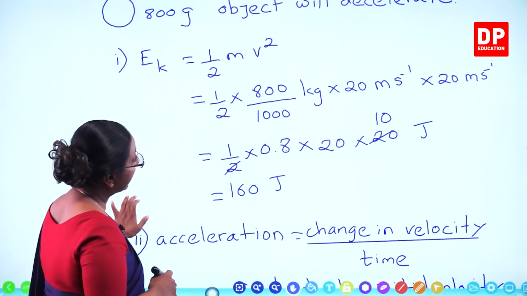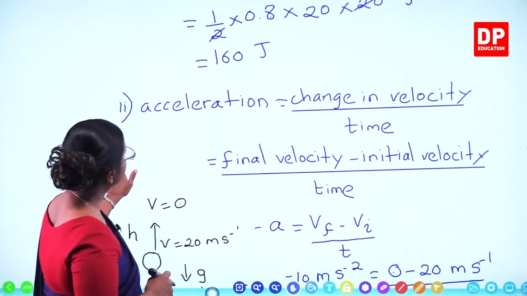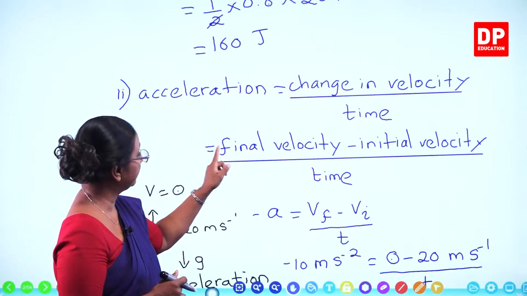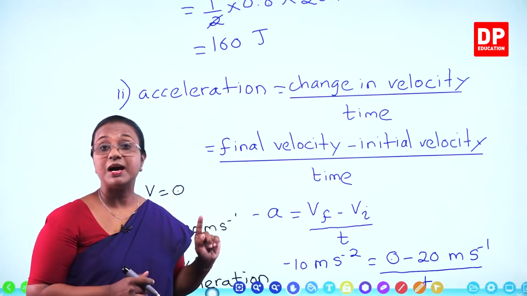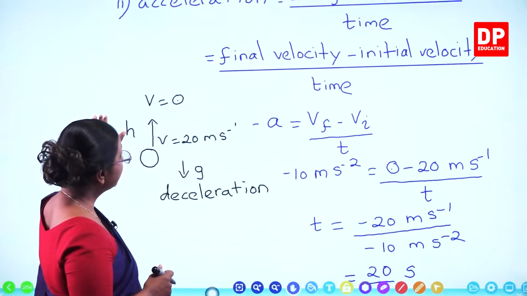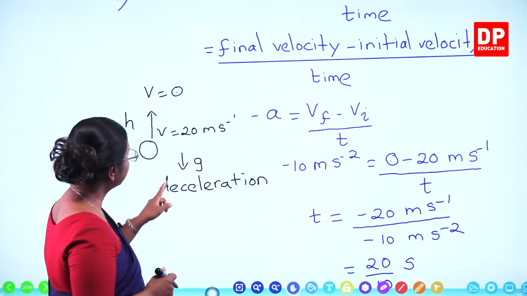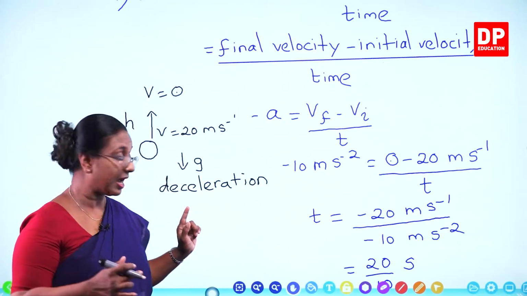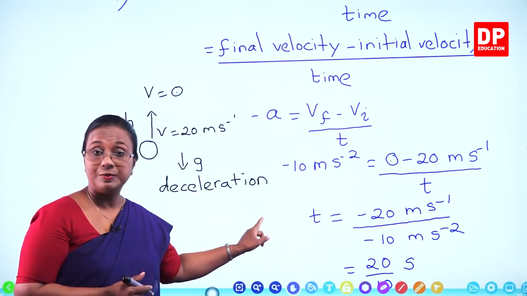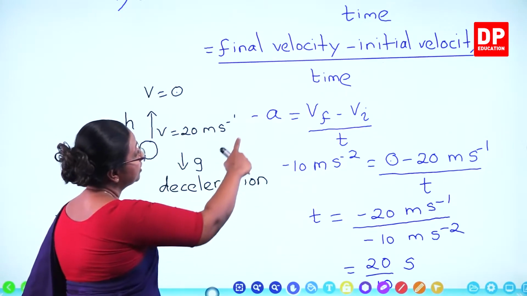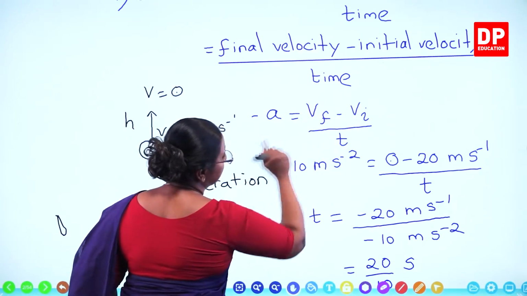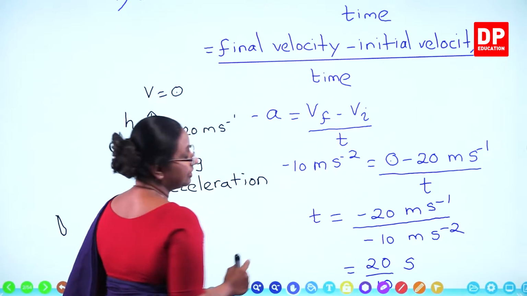For that we had to use the gravitational acceleration. Acceleration equals change in velocity over time. That is final velocity minus initial velocity divided by time. But when we say acceleration, here since gravity is acting downwards, it becomes deceleration. So the value should be a negative value. That is why minus acceleration equals final velocity minus initial velocity divided by time.